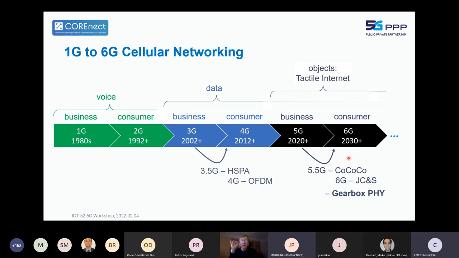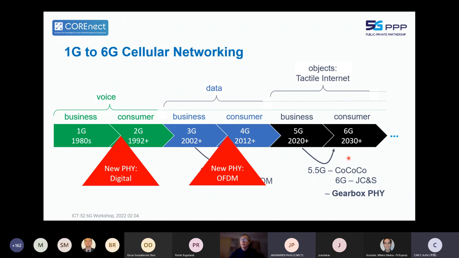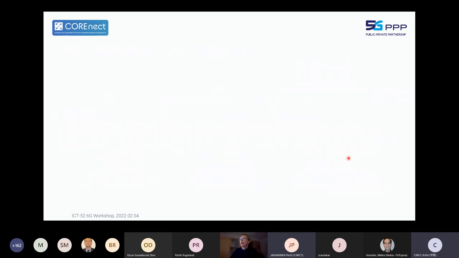Every time we went from the business version to the consumer version, we changed radically the radio access network and the system to make sure that it's low cost, low energy. We went from analog to digital. We went from CDMA to OFDM, and we will need to go again to something different. And there, this time, maybe not a completely new physical radio access network, but this gearbox idea of using multiple different gears. That's a completely different kind of approach, yes.